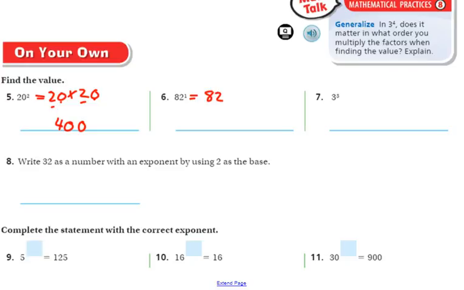Question 7 is the one I'd like you to take care of. So this is 3 to the 5th power. And I'd like you to go ahead and try to find that answer, please. And you have your calculator available. So pause the video and complete number 7.